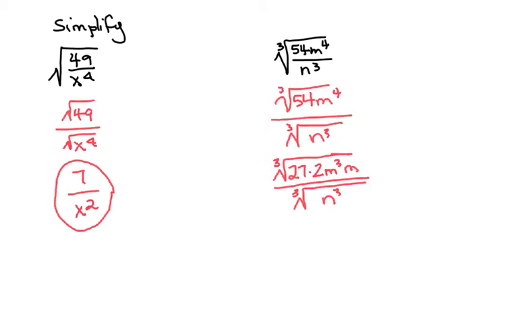Sorry about that. Okay, so the cube root of the numerator: the cube root of 27 is 3. The cube root of m cubed is m. And that leaves under our radical sign 2m. And in the denominator, the cube root of n cubed is n.